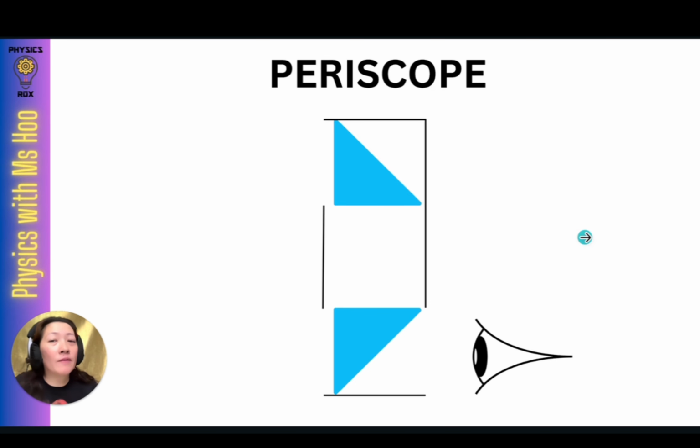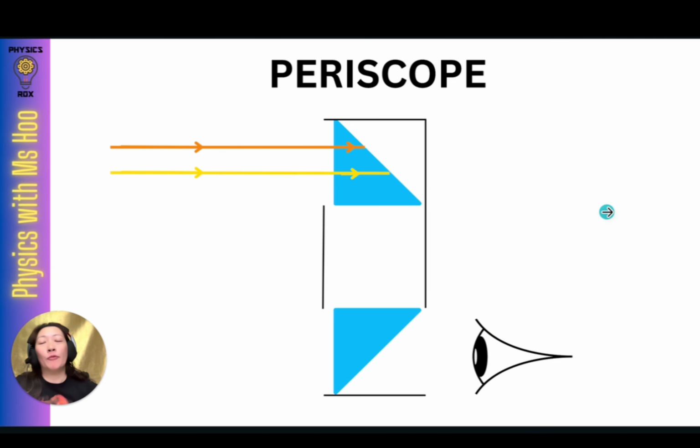So now let's observe how the light rays are going to behave when they travel through the prism. Again, let's have the light rays coming from the left hand side towards the top, and this time I'm going to have two parallel light rays so that we can see straight away whether the image will be upright or inverted.